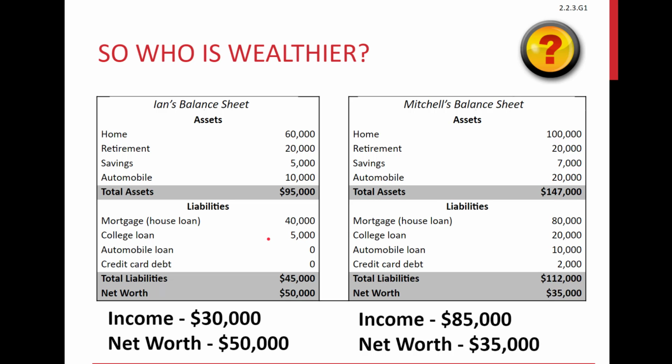Let's look at college loans here. Ian only owes $5,000, whereas Mitchell owes $20,000. Ian has no car loan. Mitchell has a car loan for $10,000. Ian has no credit card debt. Mitchell has $2,000 in credit card debt. So that ends up meaning that Ian's net worth is greater than Mitchell's net worth, even though Ian makes less money.